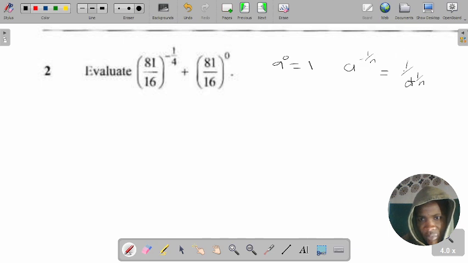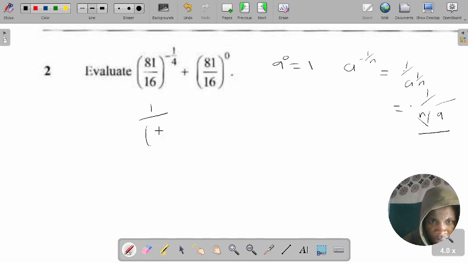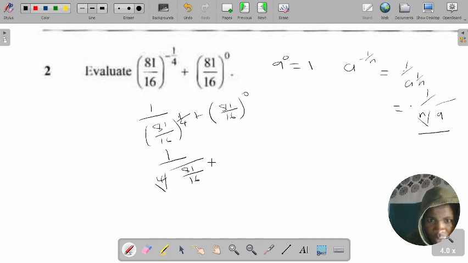So the negative becomes a fraction, and writing it in the nth root, you write 1 over the nth root of a. So this is what we'll do. You write this one as 1 over (81 over 16) to the power 1 over 4 in the positive form, plus (81 over 16) to the power 0. So this one will be 1 over the fourth root of 81 over 16, plus any number to the power 0, it is 1.